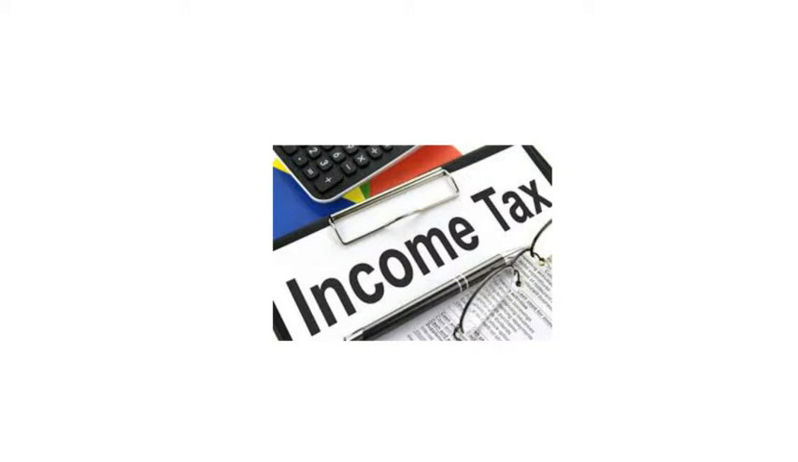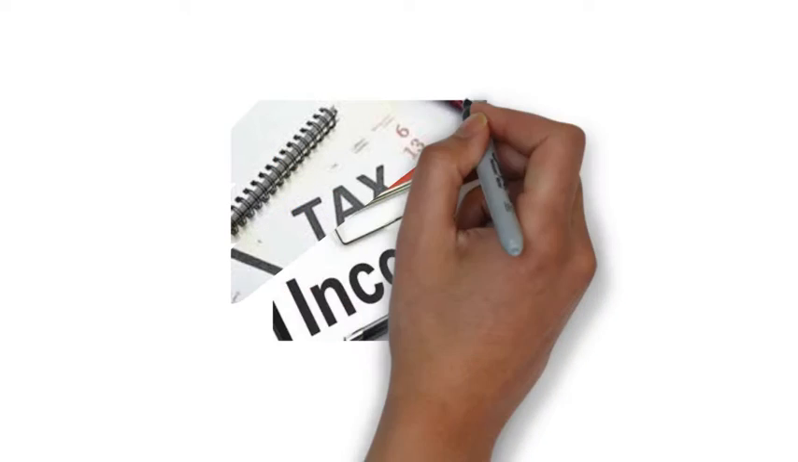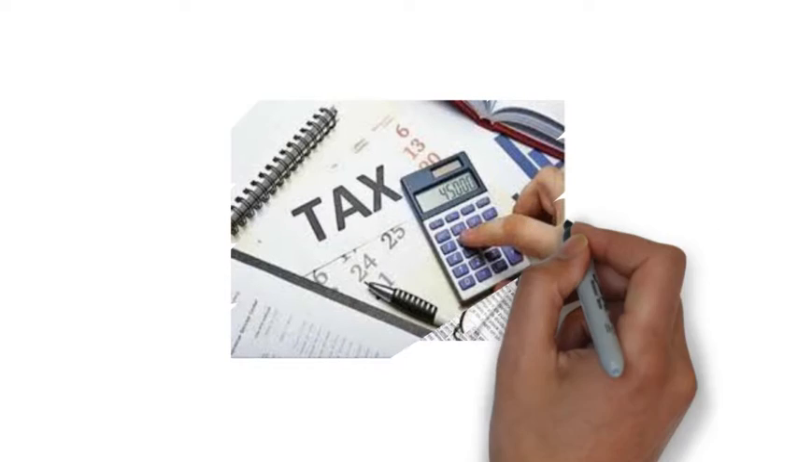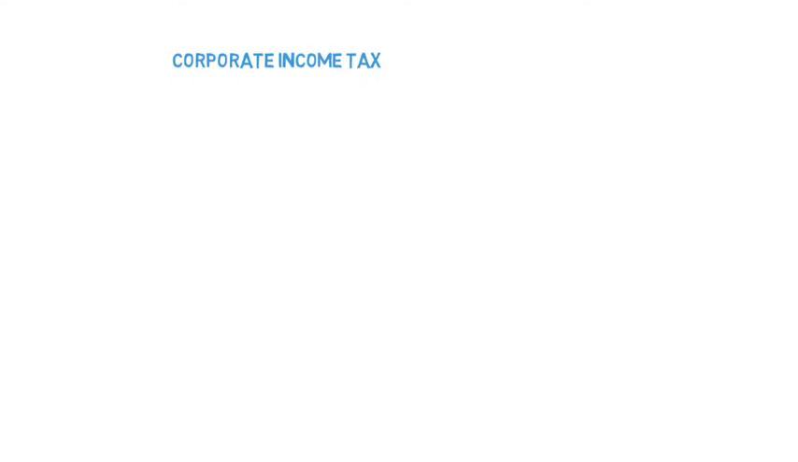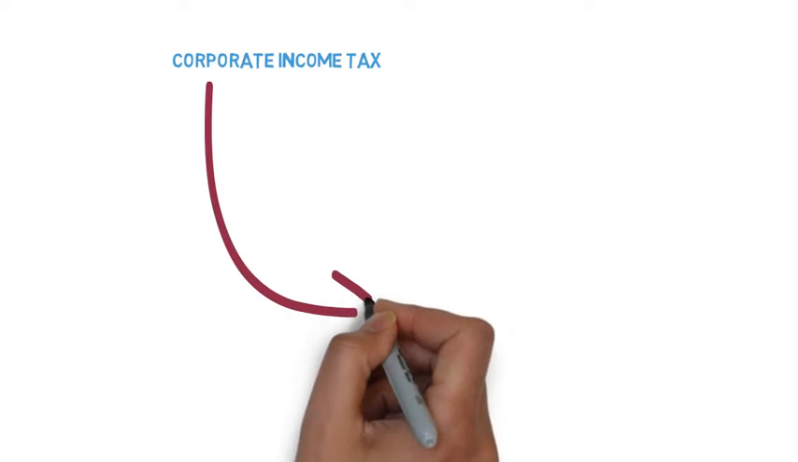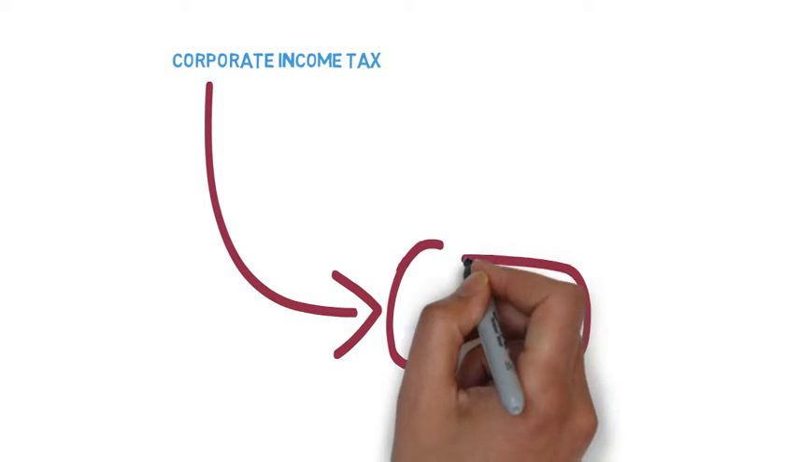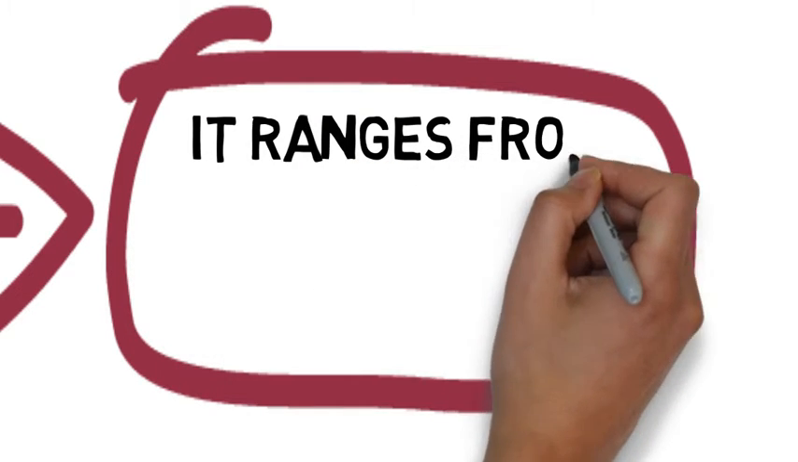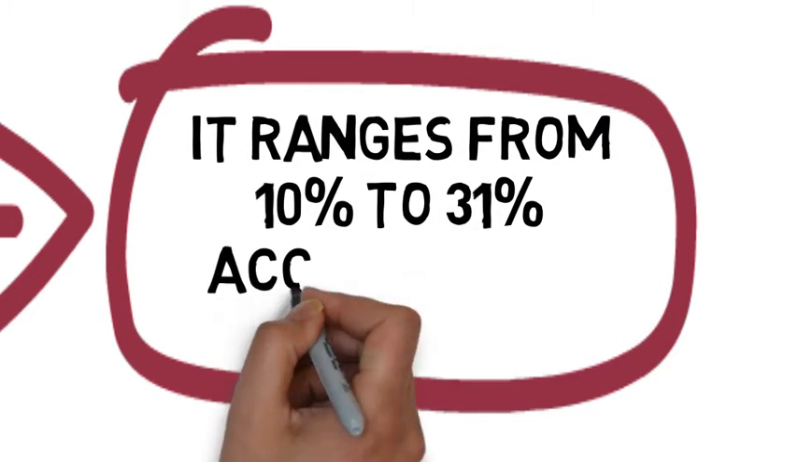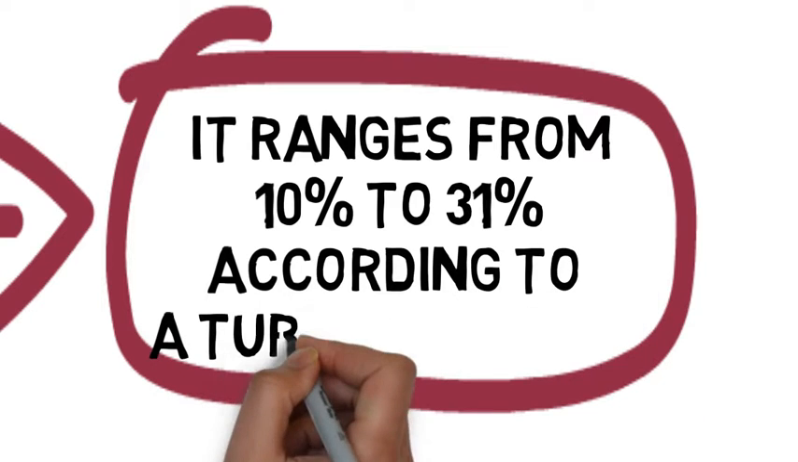Corporate income tax, which used to be subject to a fixed rate of 30%, has been reformed. It now ranges from 10% to 31% according to a turnover scale. Corporate income tax is calculated on the basis of the profit made during each accounting period. Many exemptions exist, in particular for companies located in export processing zones (EPZs).